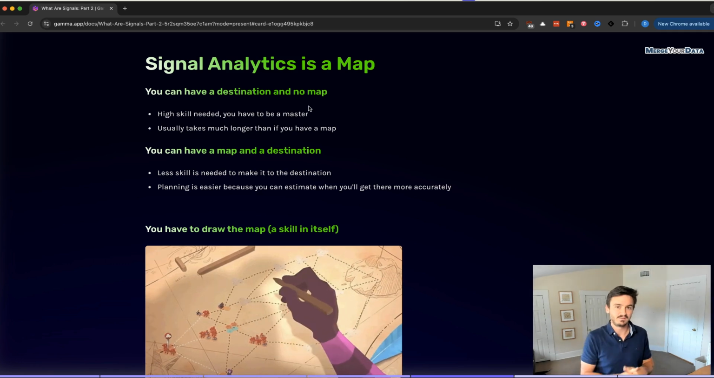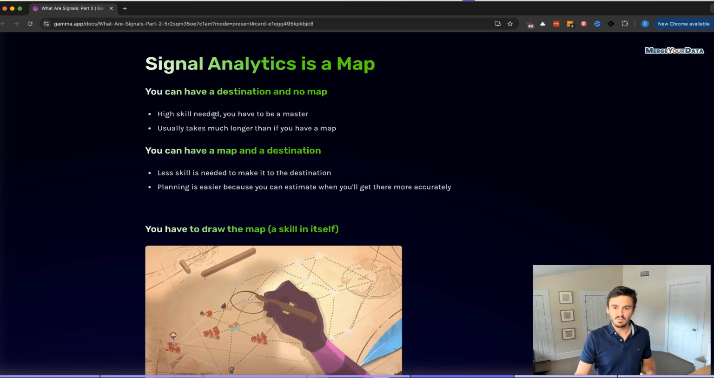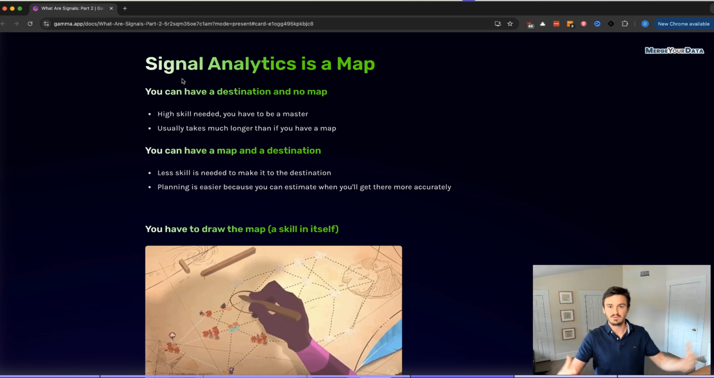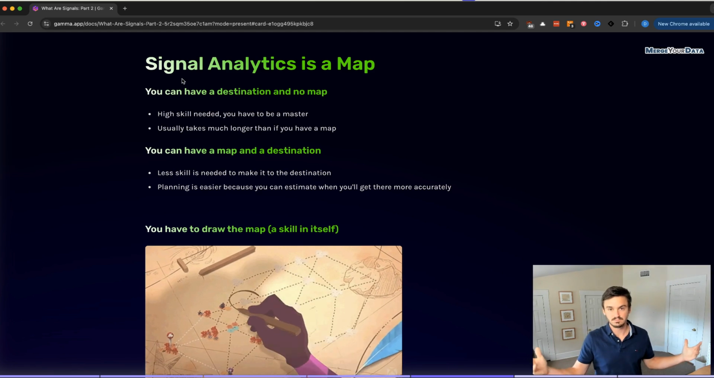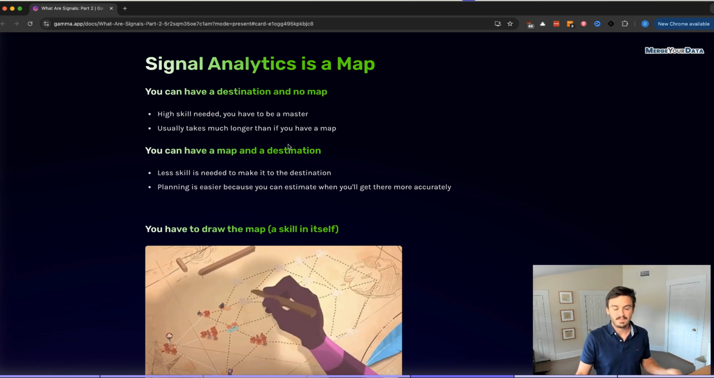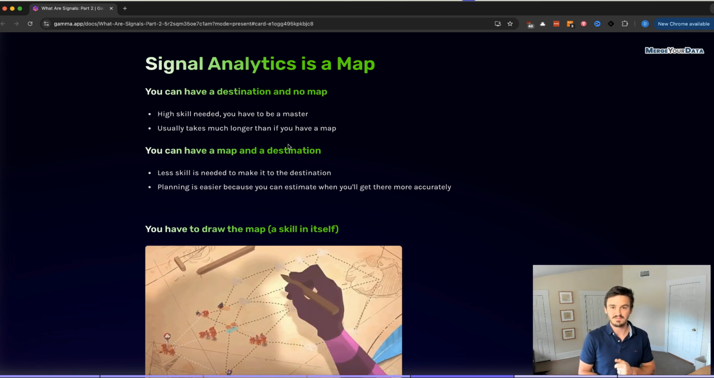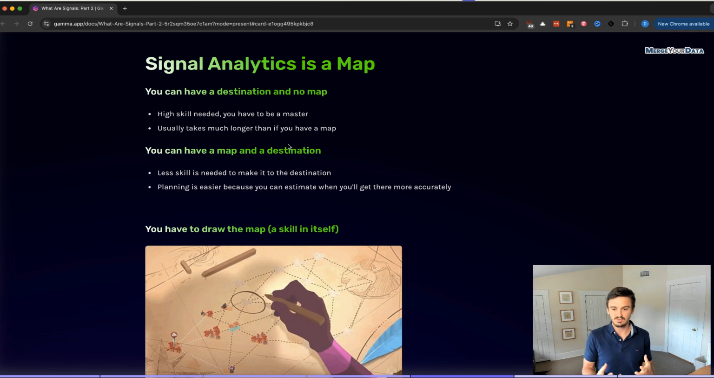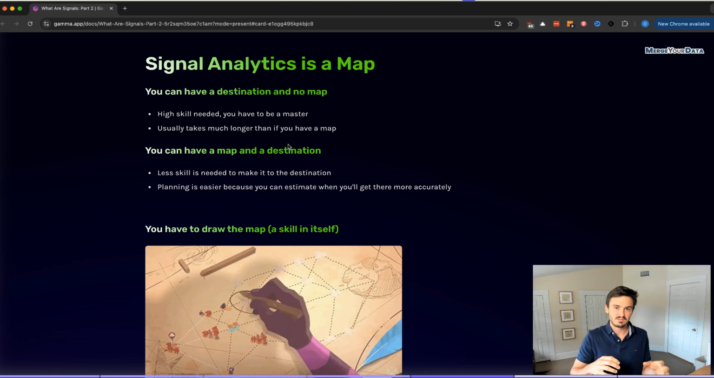And so that's without signal analytics. That's how you're going to be running your business as a whole. It's just what we see. You can have a map and a destination. That's the other option. That's the signal analytics option. It literally gives you the different steps along the way, the different data points in order to get to your destination.